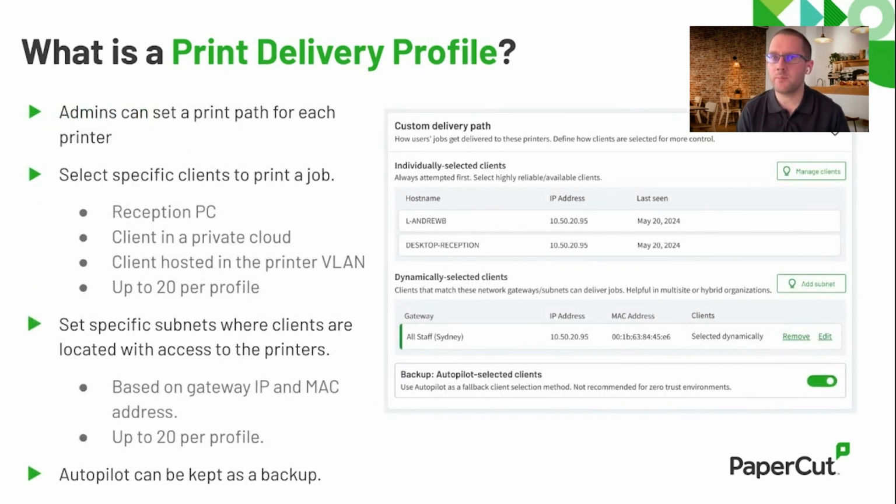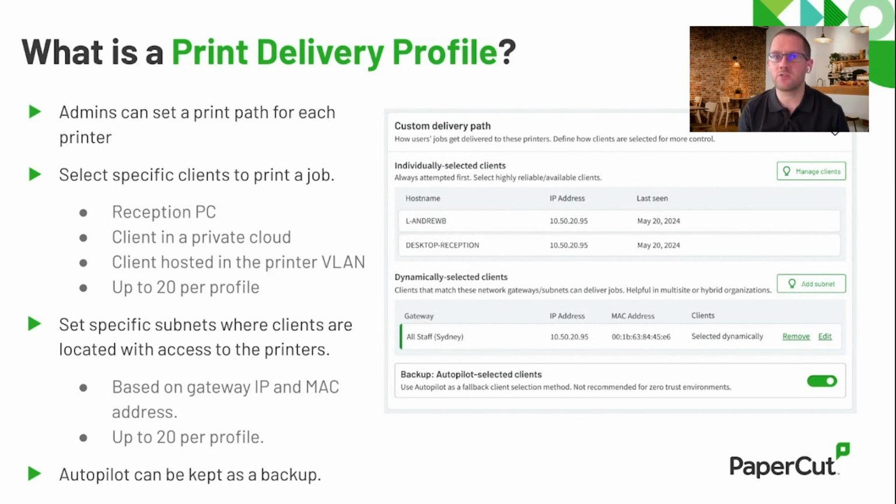So print delivery profiles get assigned on a per printer basis, but you can create one profile that suits multiple printers. So for example, if I've got, let's say, 5 printers in an office, they're probably likely to have the same configuration when it comes to getting the job to the printer, and I can cater for that all with a single profile that I then apply to those multiple printers.